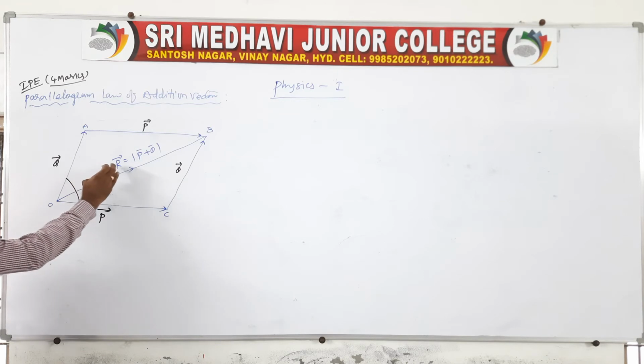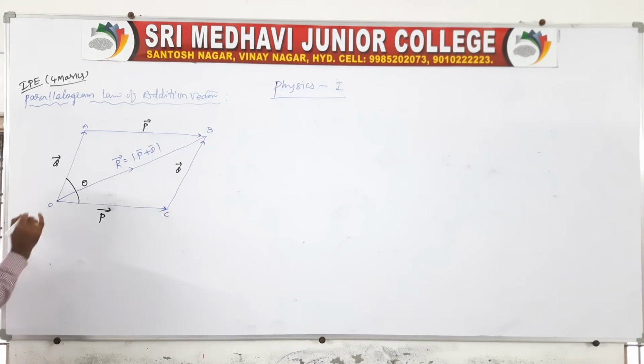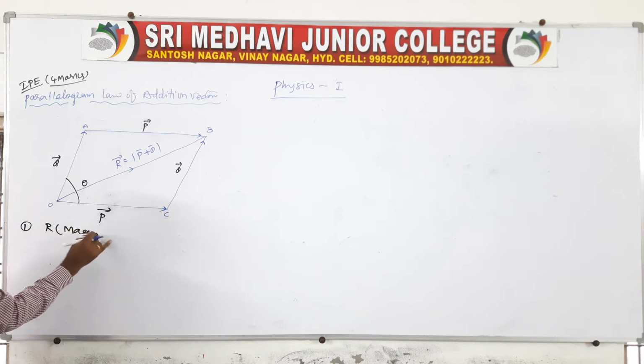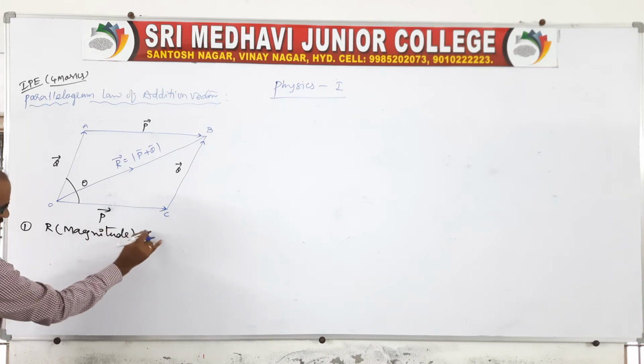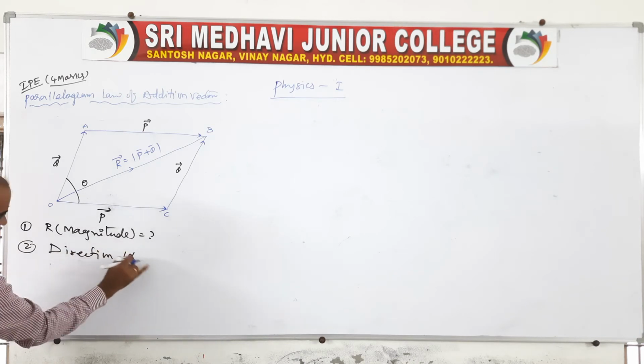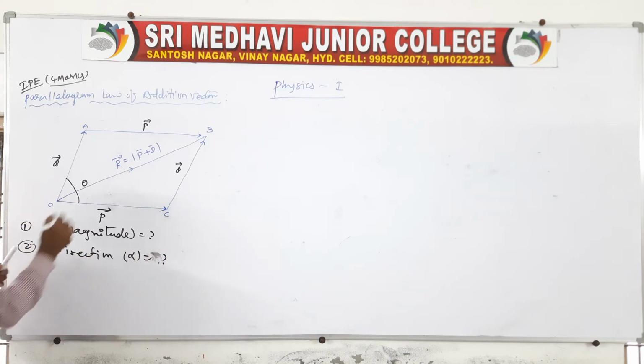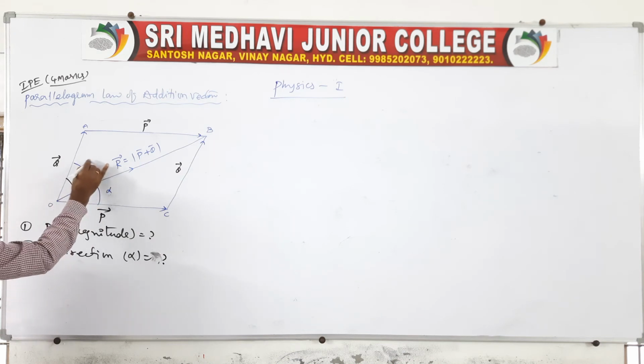Now, R is equal to the magnitude of P plus Q. Here we have to find, first, the resultant magnitude. This is the question, the magnitude we have to find. Second, the direction of the resultant, which we call alpha. See, we should find both of these. So here, the resultant is making an angle alpha with P, and it is making an angle beta with Q.